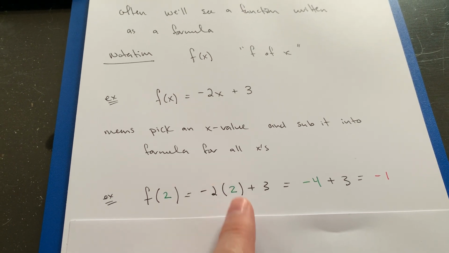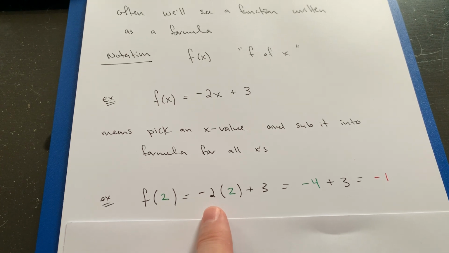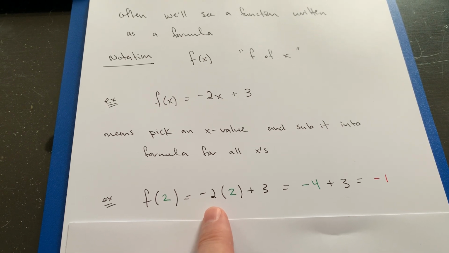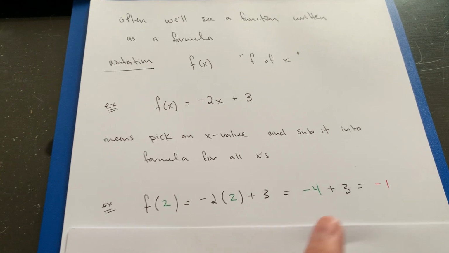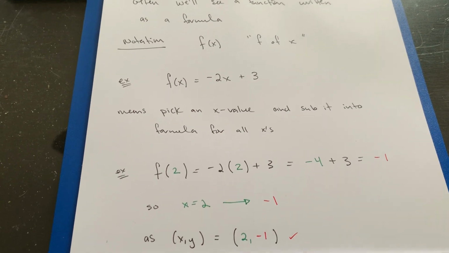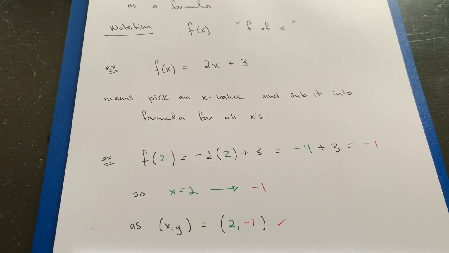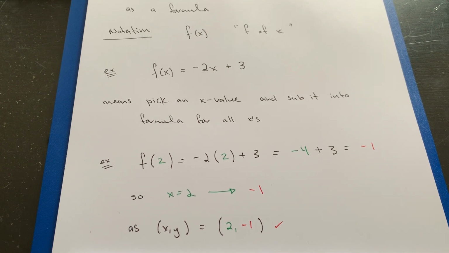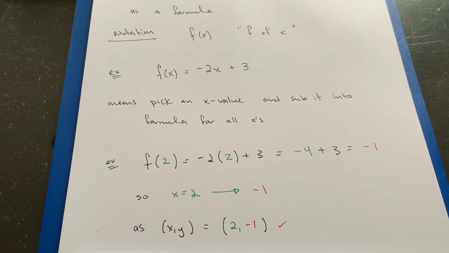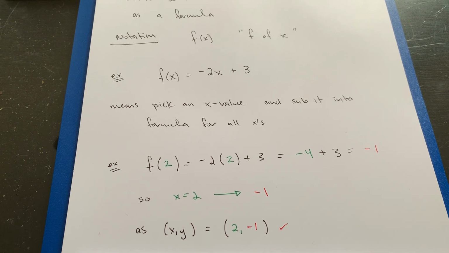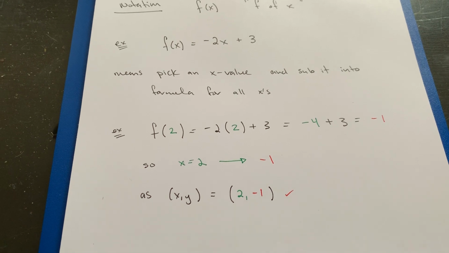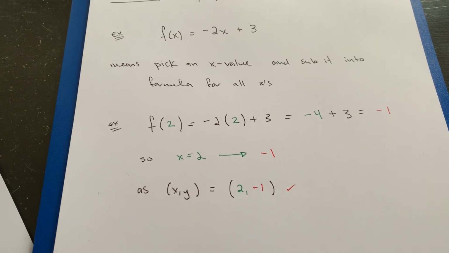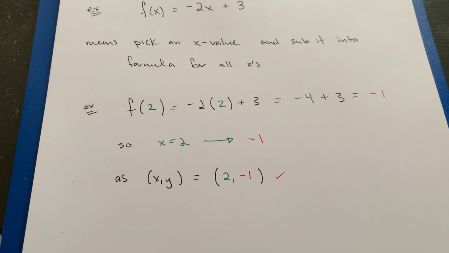So if x is 2, you're subbing 2 in here. And then we just do the math, right? Negative 2 times 2 would be negative 4, plus 3. Negative 4 plus 3 would get me a negative 1. So the idea here is I started at the x value positive 2, and I put it into this formula, and I ended up at negative 1. So x is 2, and then my y value would be negative 1. So as a pair, I'm ending up with this ordered pair (2, -1).